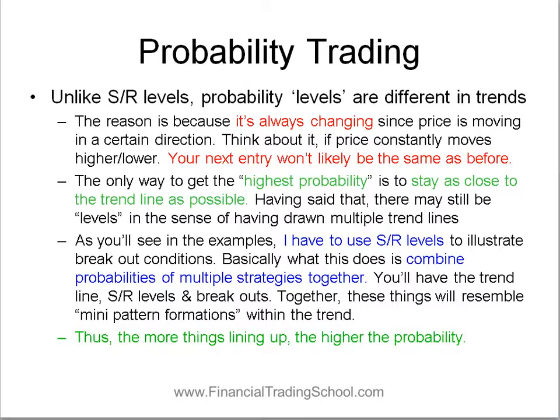So, just like SR levels, we will be using probability trading here. But the probability levels are different in a trend. The reason being is because it's always changing. Since price is moving in a certain direction, think about it, if price constantly moves higher or lower, your next entry won't likely be the same as before. The only way to get the highest probability is to stay as close to the edge as possible, i.e. to the trend line.